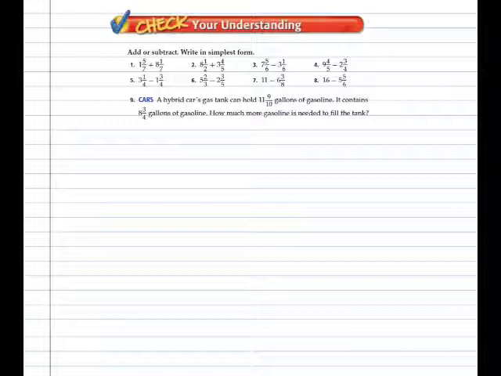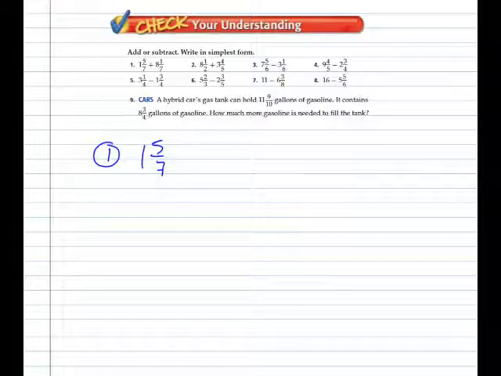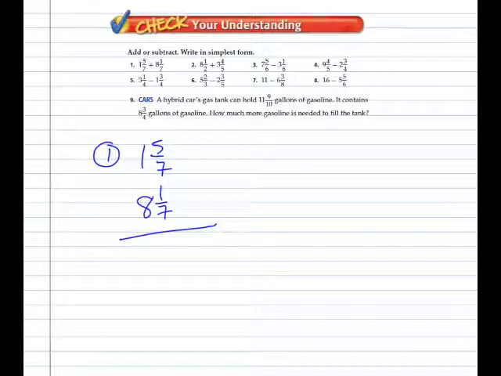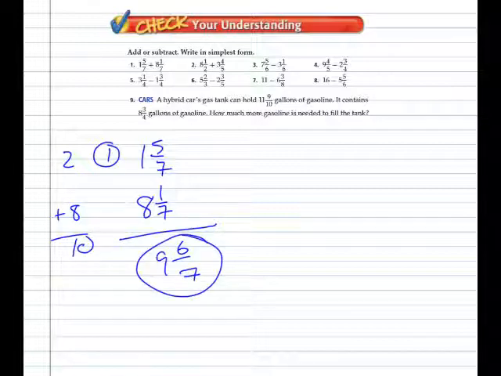Wow, way too many examples to work here. We've already gone 20 minutes. Let's do maybe 3. We'll do number 1 with a common denominator. 1 and 5/7 plus 8 and 1/7. Our estimate here would be 2 plus 8, 10. Add the fraction parts. 5 plus 1 is 6, 8 plus 1 is 9, 9 and 6/7. Very close to my estimate.